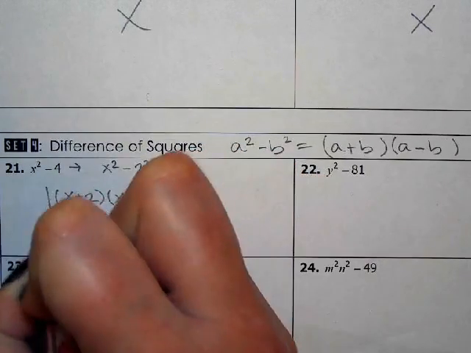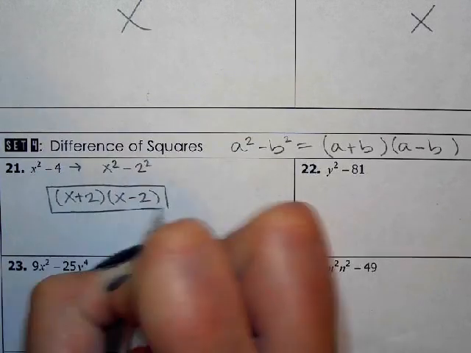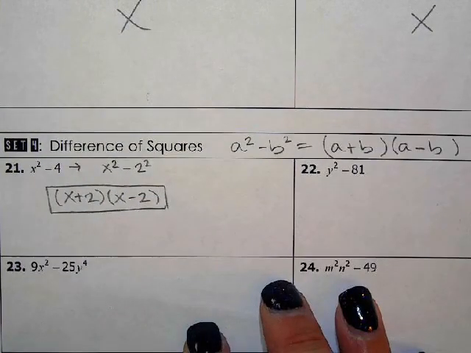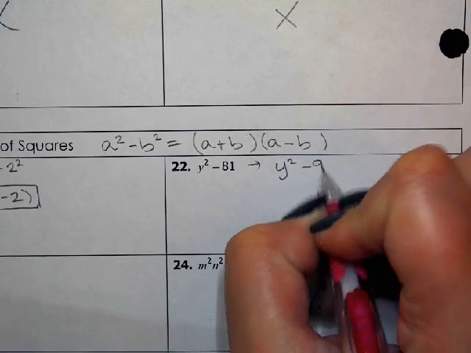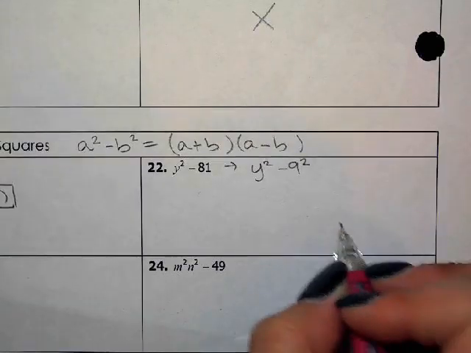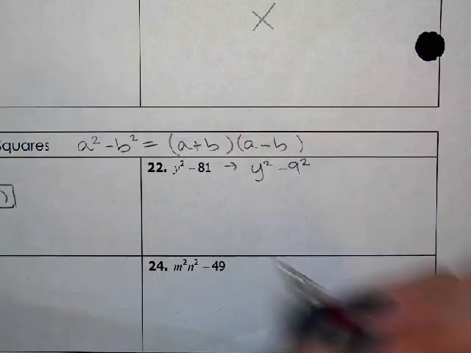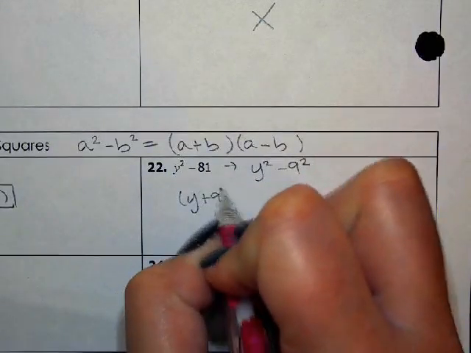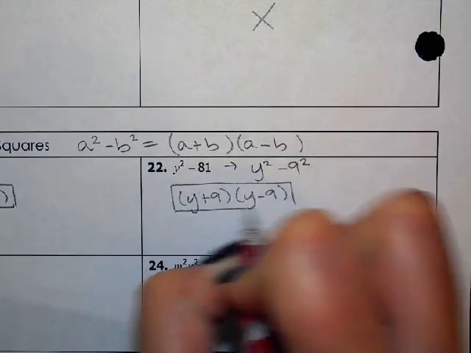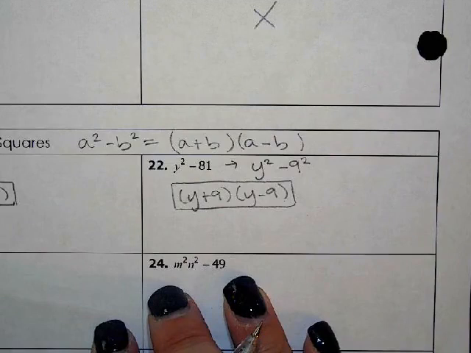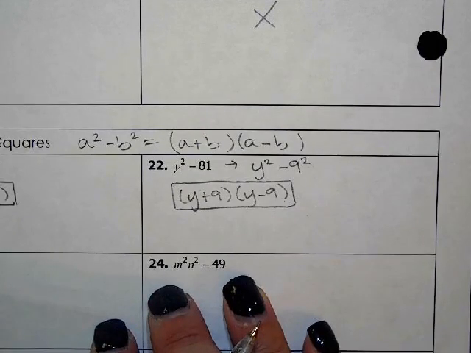All right, 81 is what number squared? So this is actually y squared minus 9 squared. So if we factor it, what do we get? Y plus 9, y minus 9. Miss Rice, what if I want to write y minus 9, y plus 9? That's fine, you be a rebel. That is fine. All right, let's be crazy here. All right, this one.